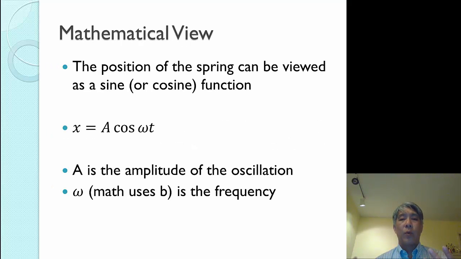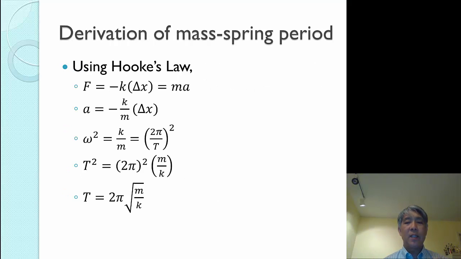When we look at it from a math standpoint, the position can be viewed as a sine or a cosine function. We generally treat our position function x as being some amplitude A times cosine omega t, where omega represents, actually, 2 pi times the frequency. Again, I believe math class uses the letter b. But this is how we derive the mass spring period from this function.